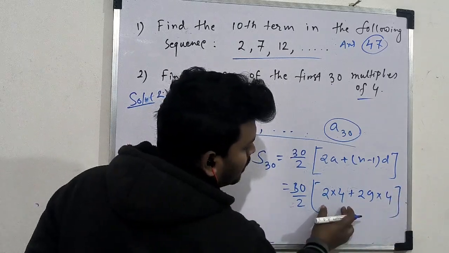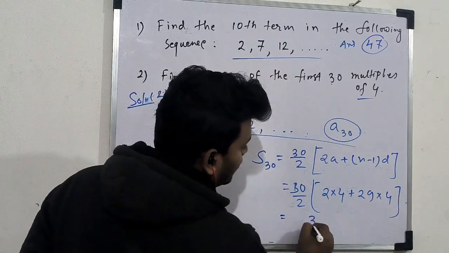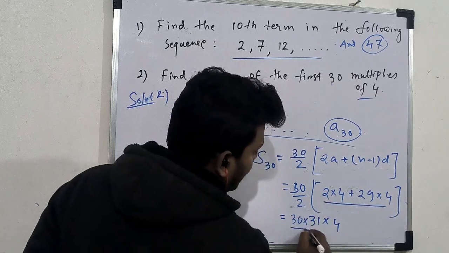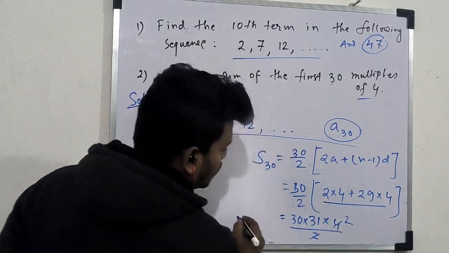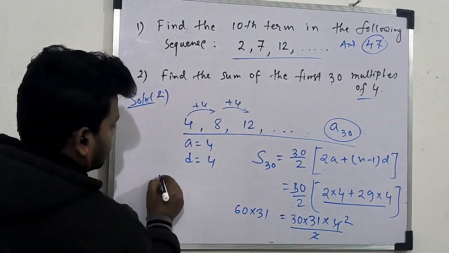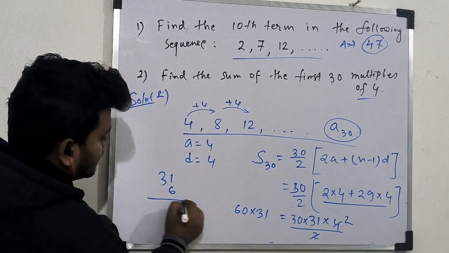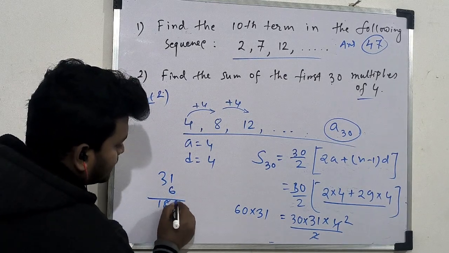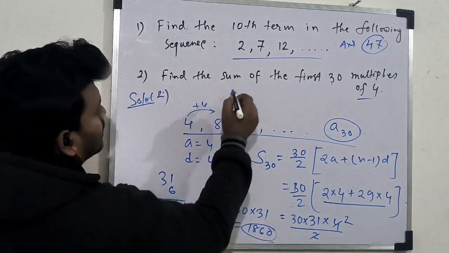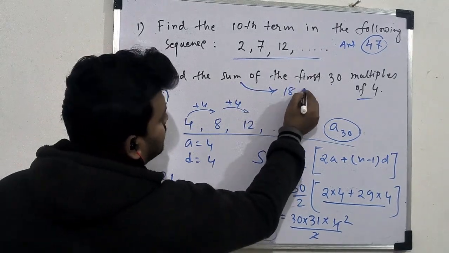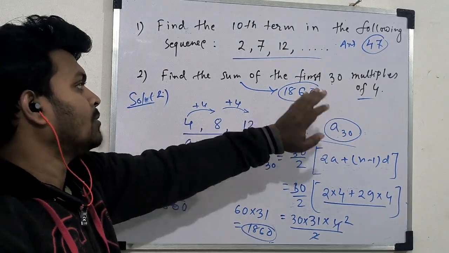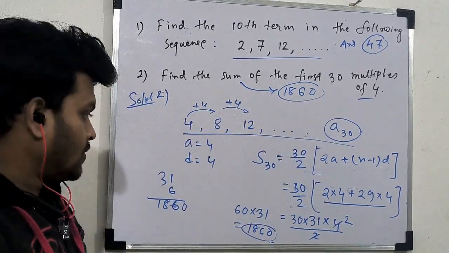So 2 into 4 is 8, plus 29 into 4, that is 31 into 4. So here 31 into 4, and this is 30, divided by 2. So therefore we get 30 into 2, 60 into 31. If we multiply 31 by 6, that is 186, and this will be 0. So this is 1860. So this is the answer, 1860. Sum of first 30 multiples of 4 will be 1860.